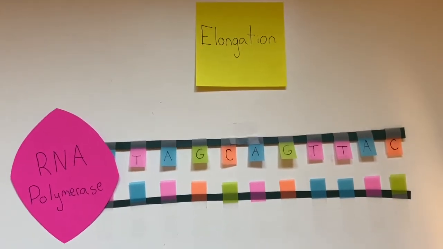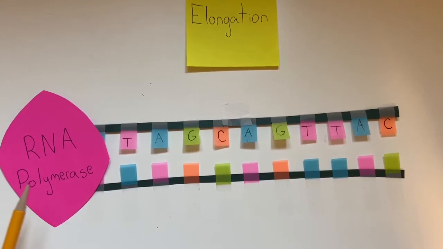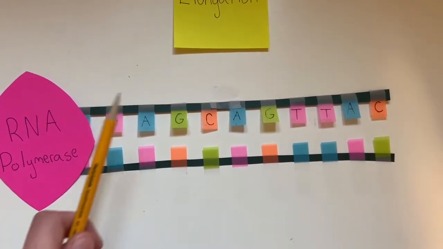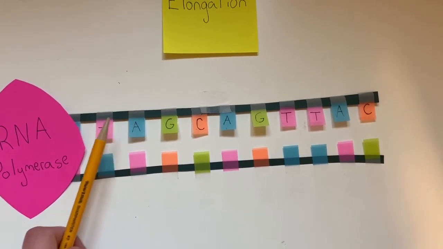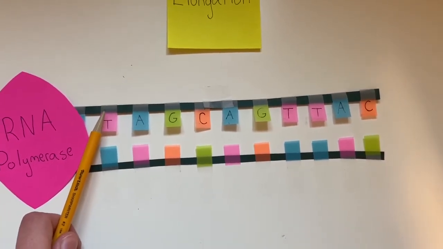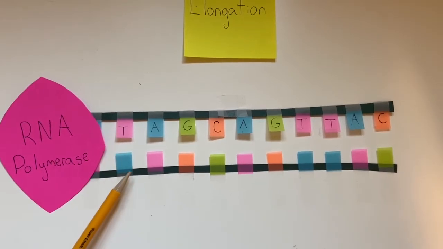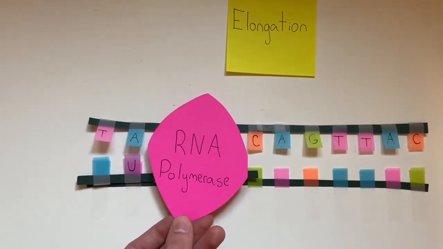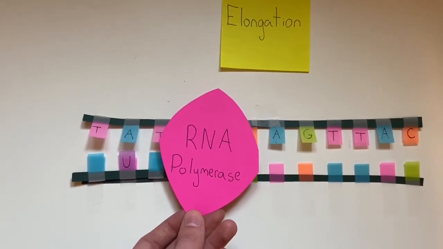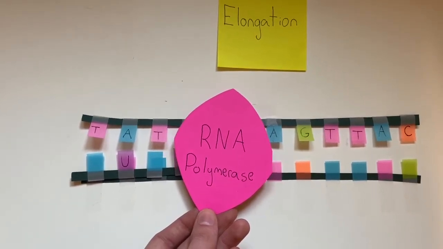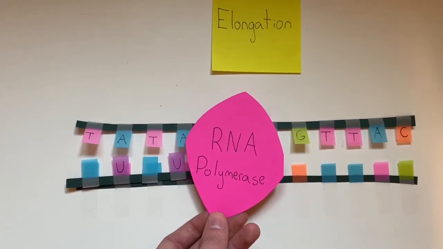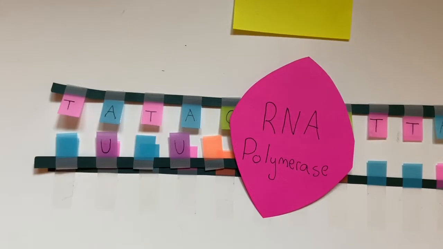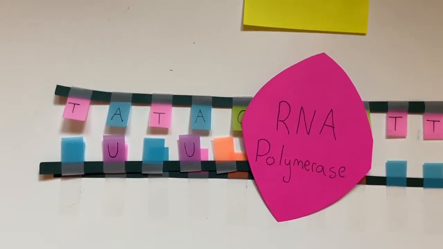The next step is elongation. Elongation is where RNA polymerase goes and makes an antiparallel RNA strand to the template strand. The template strand is the one that is used by RNA polymerase, and this is the coding strand, which is not used. RNA polymerase goes down the template strand and makes an mRNA strand that is base pairs of the nitrogenous bases of the template strand. Uracil is used instead of thymine because there's no thymine in RNA.